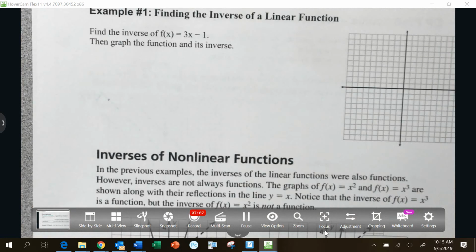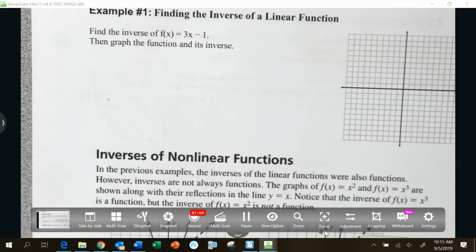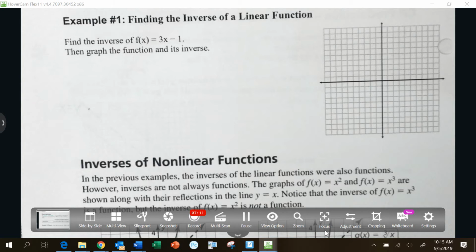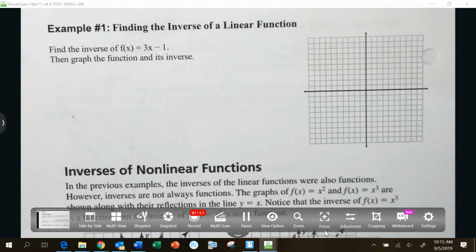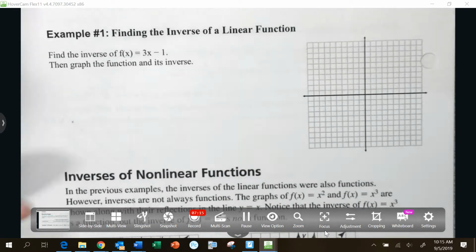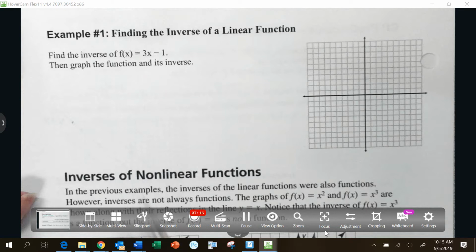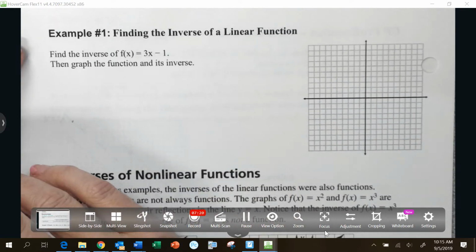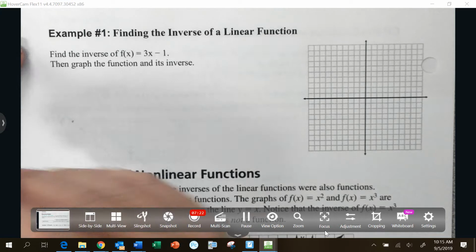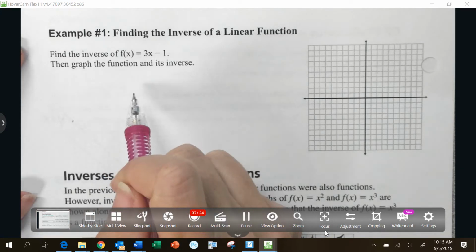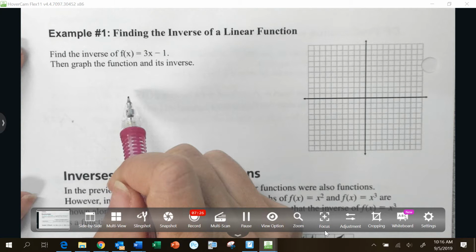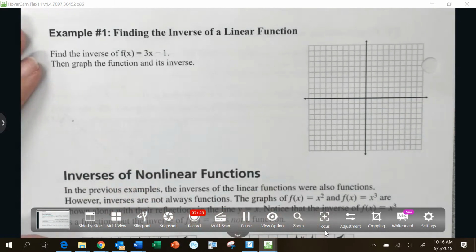So, finding the inverse of a relation. You should have done this last year. This should be review. We're just going to add on a teeny bit harder stuff this year. So, f of x equals 3x minus 1. We're going to find the inverse and graph it. Let's just start with the algebra first.